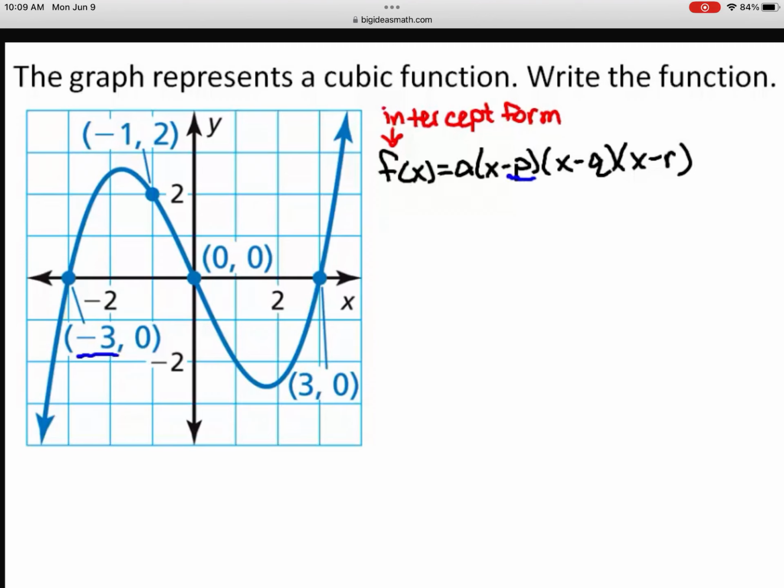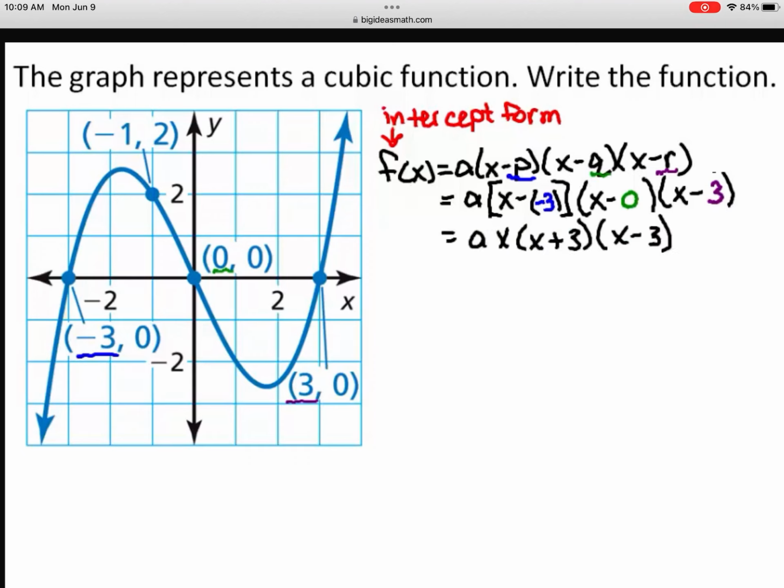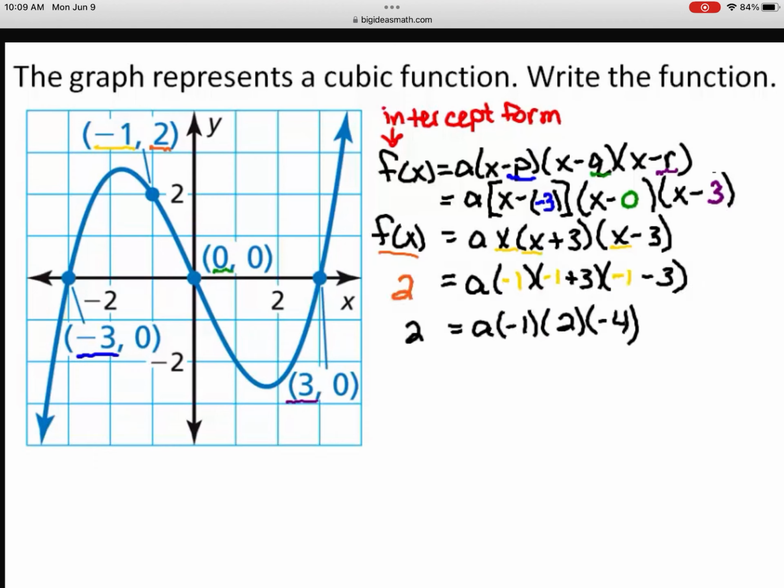Substitute -3 for p, 0 for q, and 3 for r. X minus -3 can be written as x plus 3, and x minus 0 is x. So you have f of x equals ax times the quantity x plus 3 times the quantity x minus 3. Use the other given point, -1, 2, to find the value of a by substituting -1 for x and 2 for f of x. -1 plus 3 is 2, and -1 minus 3 is -4.